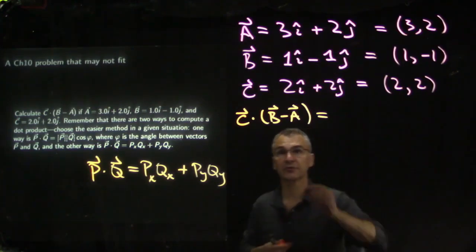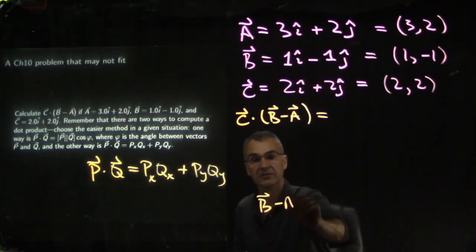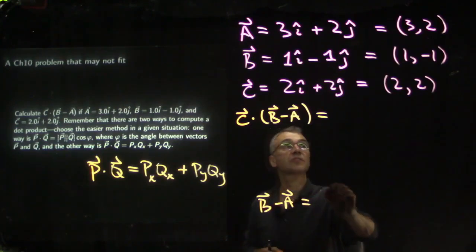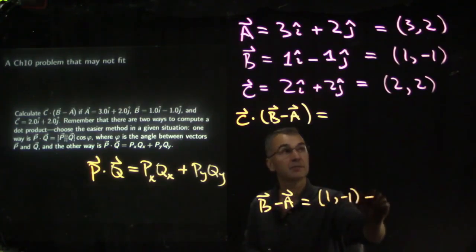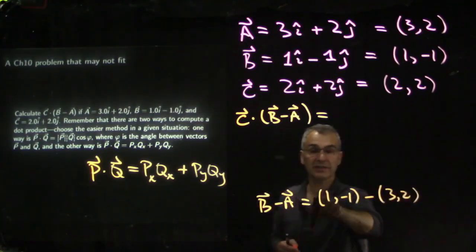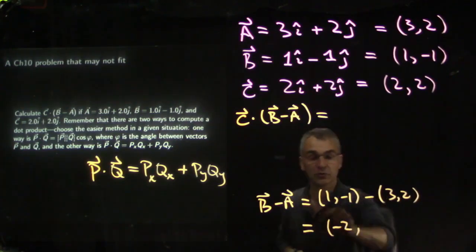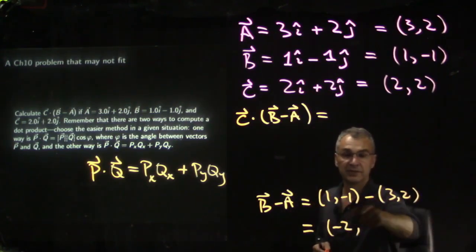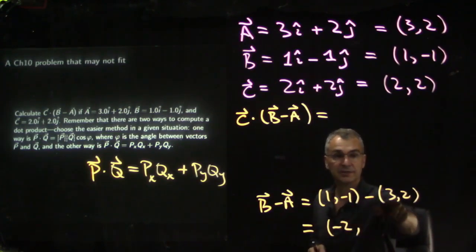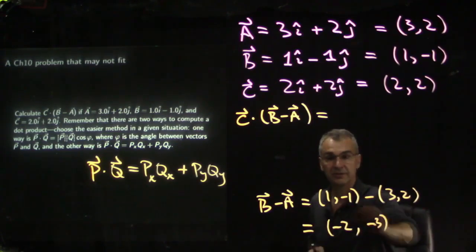So I think the first thing we want to do is work out b minus a, which is 1, minus 1 minus 3, 2. So we'll take this x component minus this x component. That's 1 minus 3, so that's minus 2. Right? So 1 minus 3 is negative 2. And then minus 1 minus 2 is minus 3.